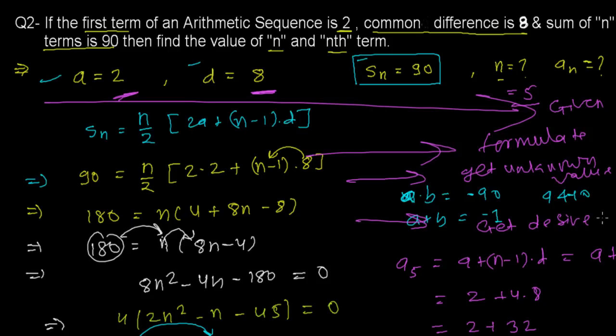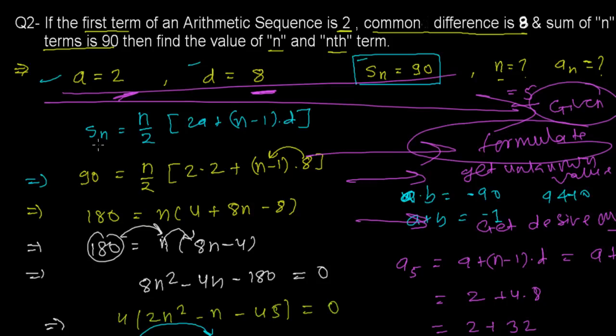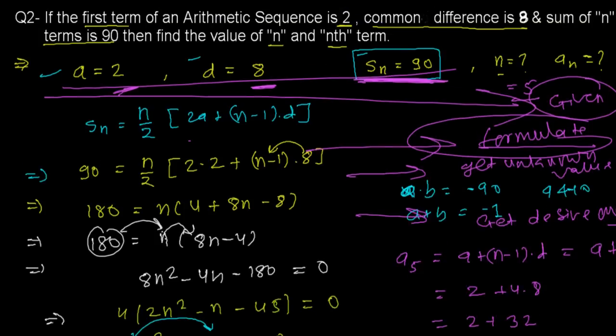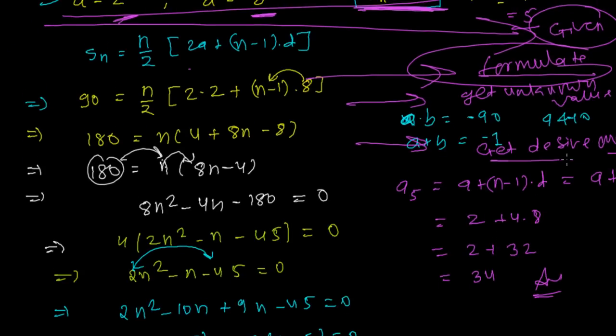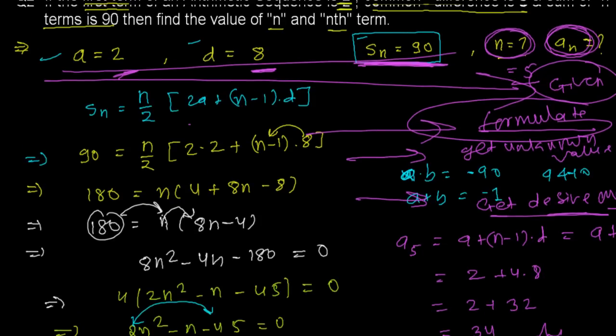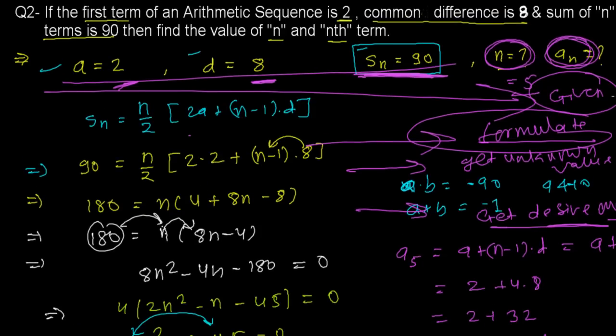So first we wrote the given things, and then we formulated it from what we were given. Then we got the unknown value, which was n, and we got the value of n. Our fourth step is to get the desired value. The question was asking us for a5, the fifth term, and we found that it's 34. This is how we need to solve any type of problem in an arithmetic sequence or progression. And not only here, in geometric or harmonic sequences the same method applies.